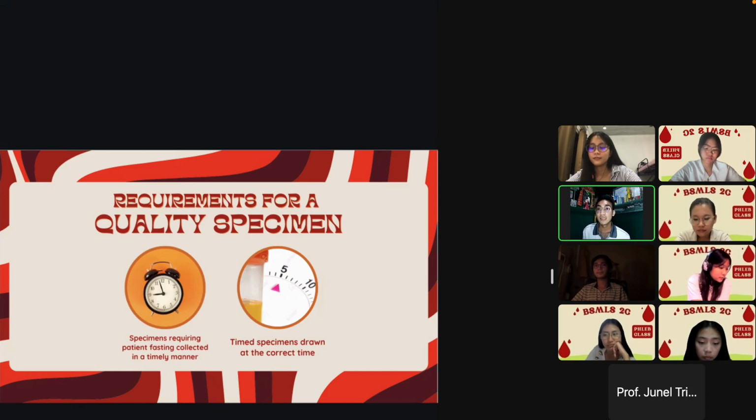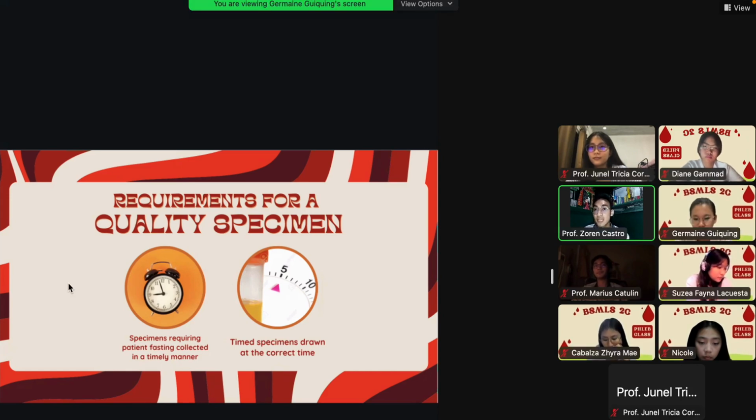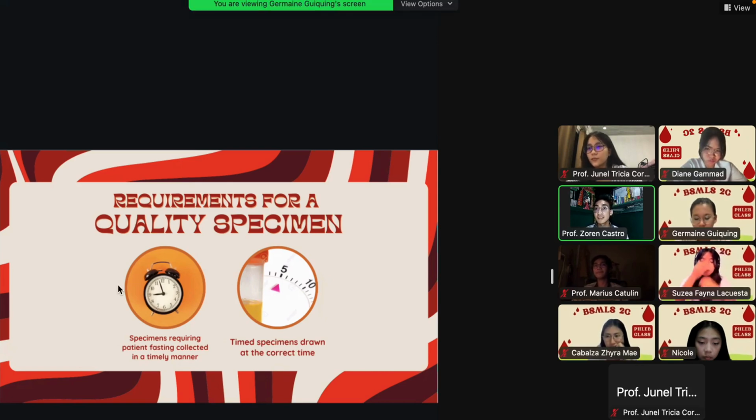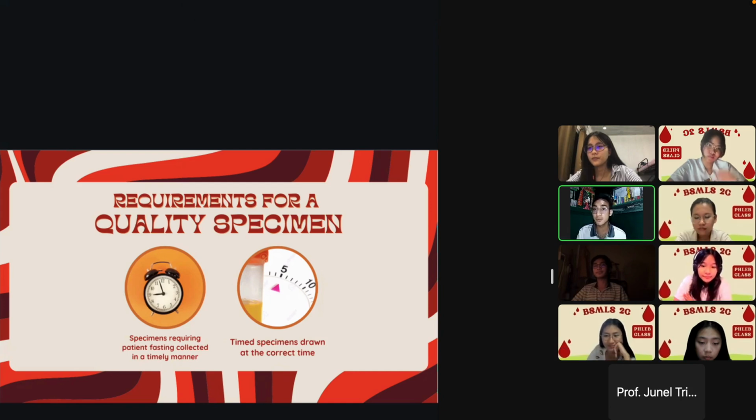And then as well, we also have that the specimens are drawn at the correct time. So meron din kasi tayong mga test na nag-require lang during that specific time period. So, kunyari, in the morning or kapag certain hormone is at its peak, so doon lang sa part na yun ng time na nakakollect. So, it is a timed specimen.